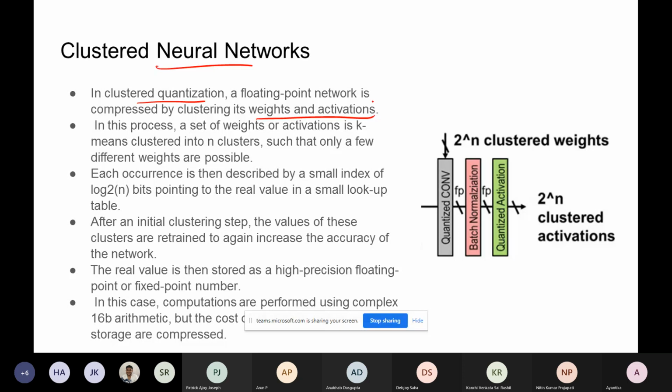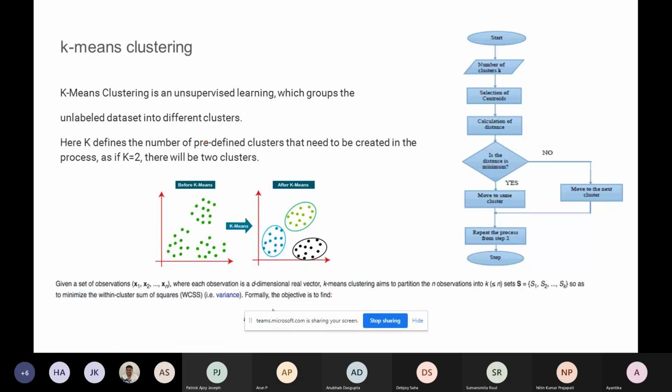So what type of clustering do we generally use? We generally use k-means clustering. With k-means clustering, we cluster the weights into n clusters. Then those n types of weights we use in our computation. So what do we mean by k-means clustering?